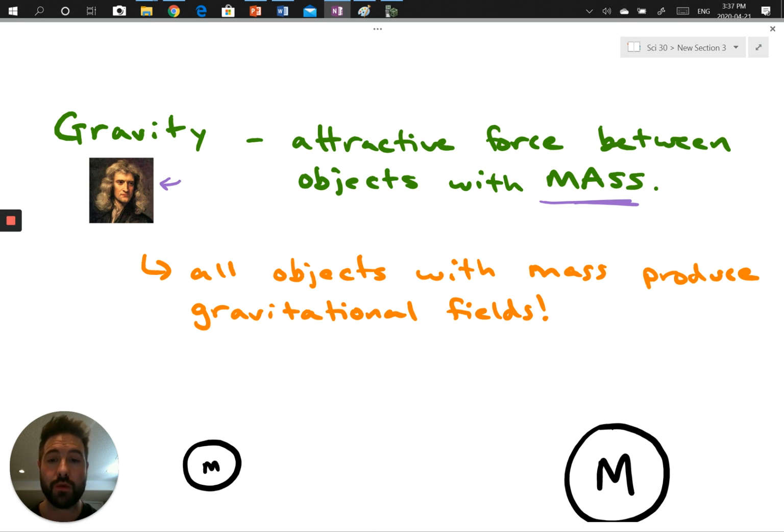And we can add to that a little bit in the context of fields, is that every object with mass is going to produce a gravitational field. And if there's another object with mass in an object's gravitational field, it will experience an attractive force. It will be pulled towards the other mass.